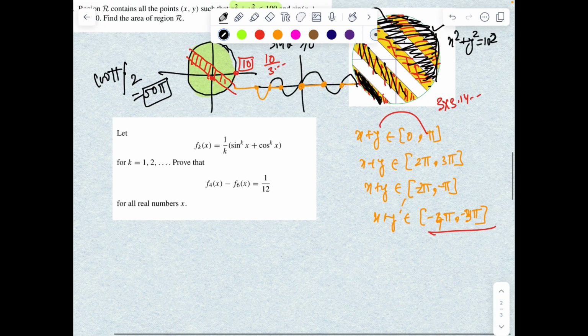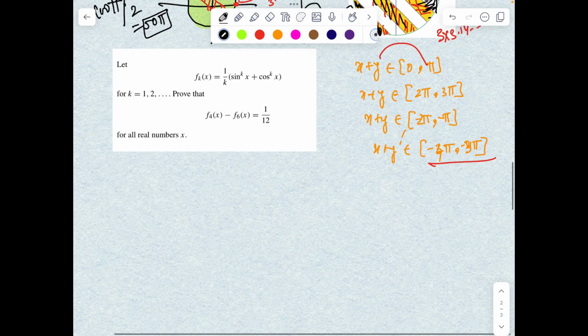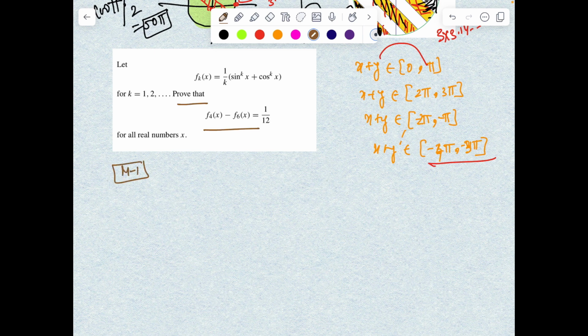There is nothing special in this question, because here f of x is given and we need to prove that f4(x) minus f6(x) is 1 by 12. There are many ways of doing this. Since we know the answer is constant, one way is: what is f4(x)? 1 by 4 times sine to the 4 plus cos to the 4, and minus 1 by 6 times sine to the 6 plus cos to the 6.